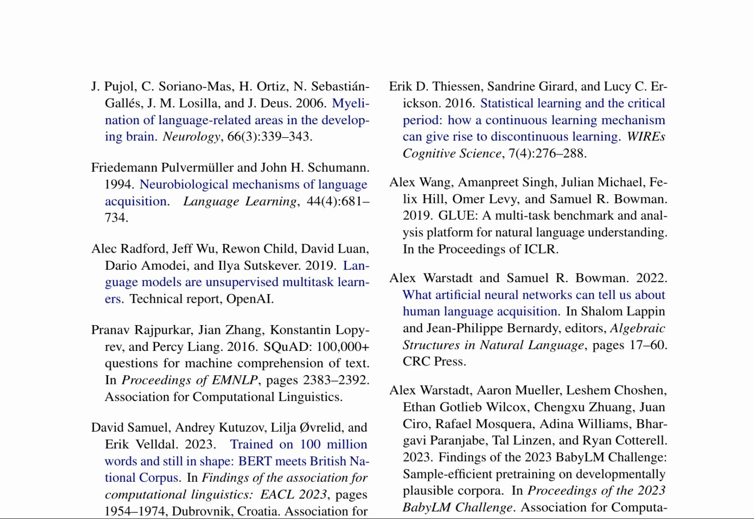Neural network models of language acquisition, such as those developed by Radford et al., 2019, demonstrate that language skills can be acquired through exposure to large amounts of text data, without explicit instruction or supervision.